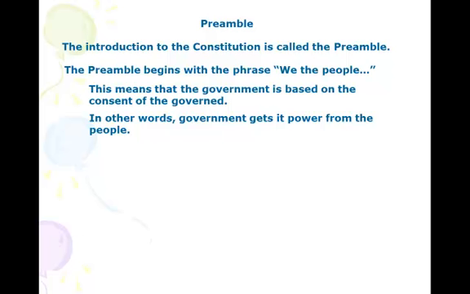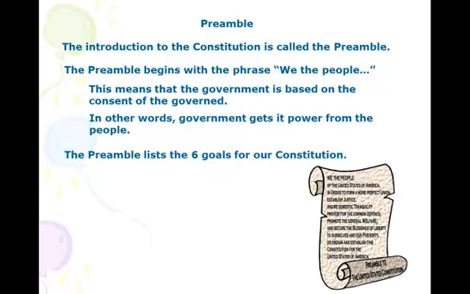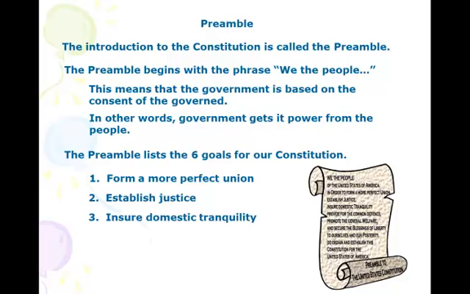The preamble itself lists the 6 goals of our Constitution, or basically the purpose for our Constitution, what we hope to accomplish as a government with this document. First, to form a more perfect union. This was to improve on the Articles of Confederation. Establish justice, since there was no court system under the Articles.